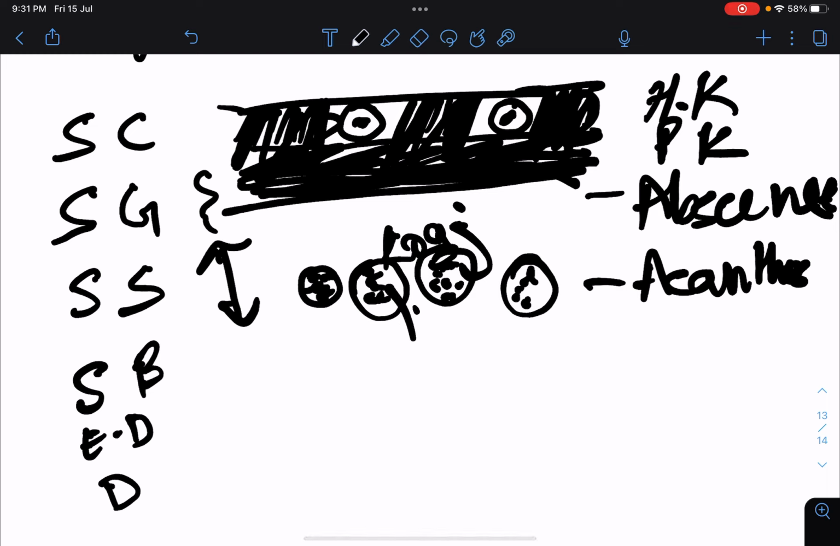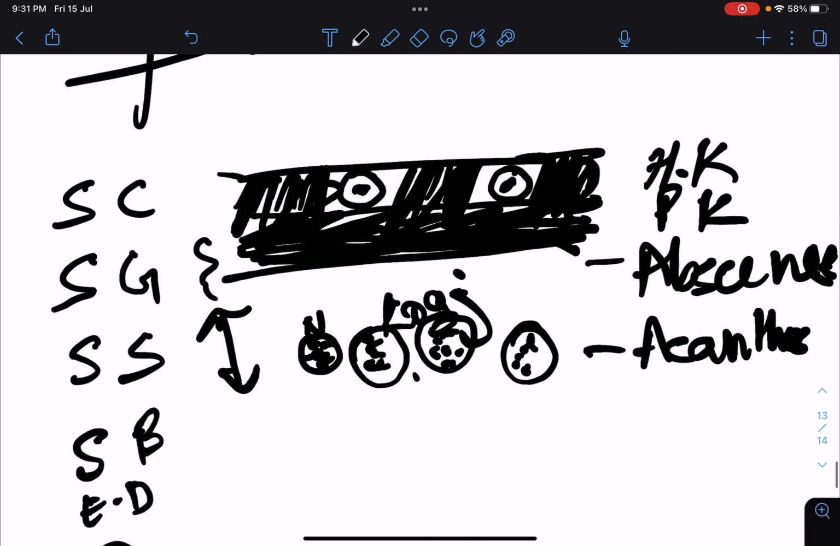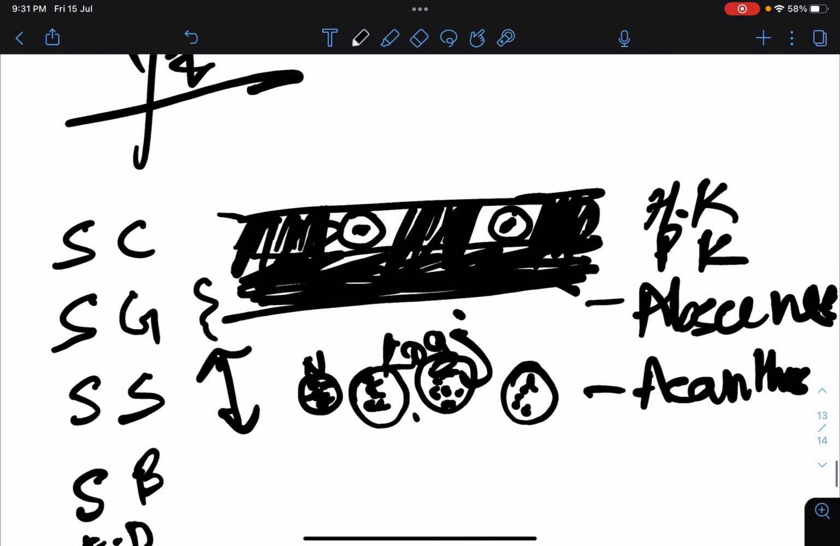Microabscess, which is having neutrophils. So I'm going to write an N, but do not confuse. Let me just write an N inside or on top. So it's going to be a neutrophilic microabscess formed in stratum spinosum, which we call Kogoj. All right. Now, where else are we going to see a microabscess?